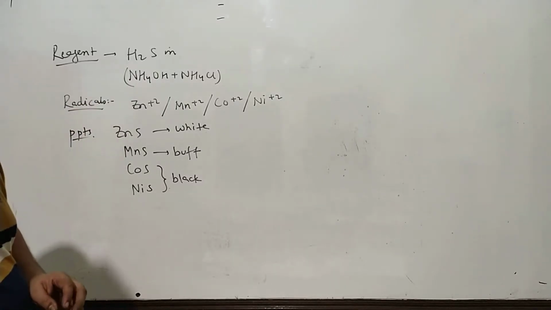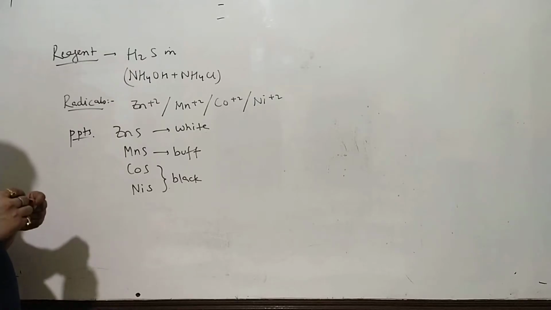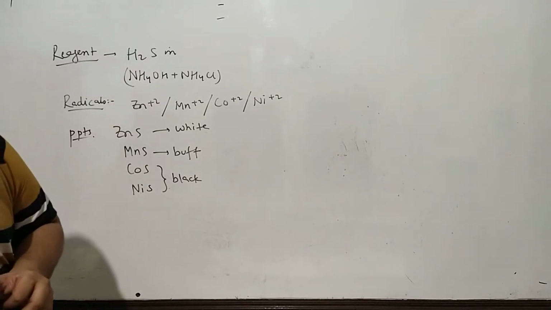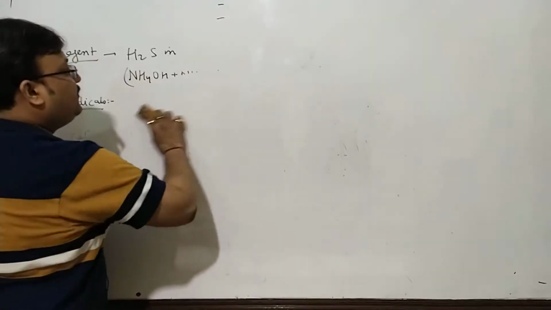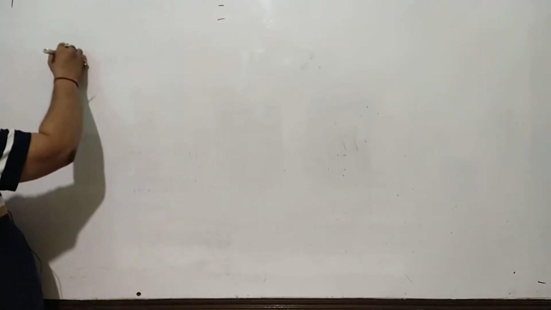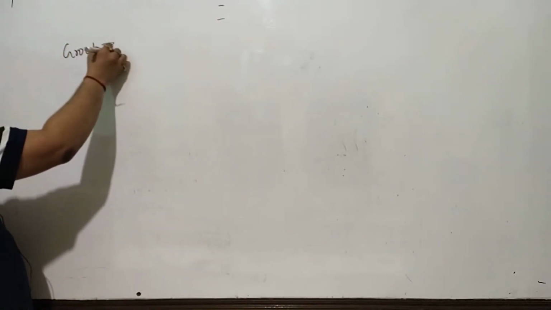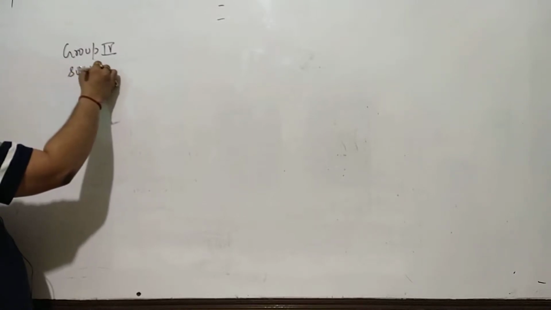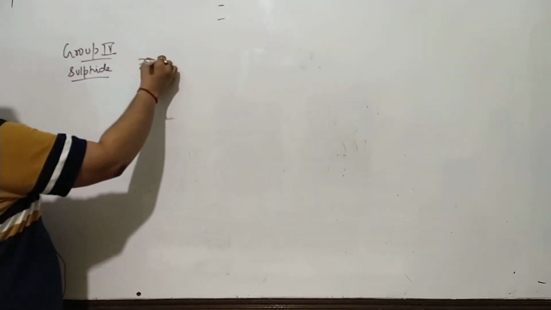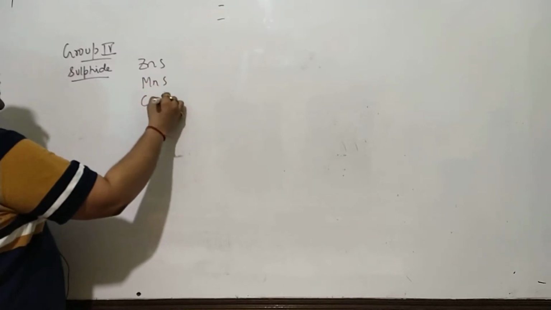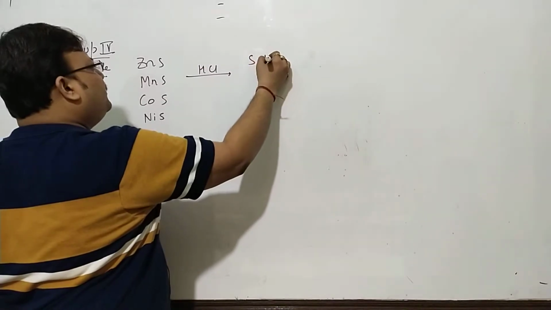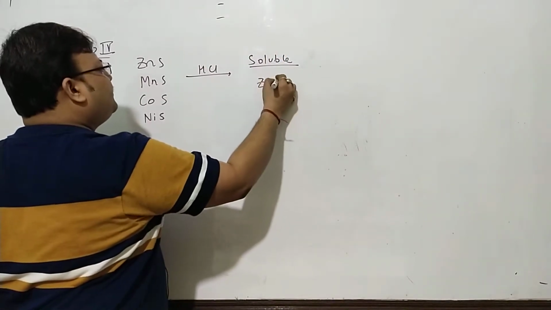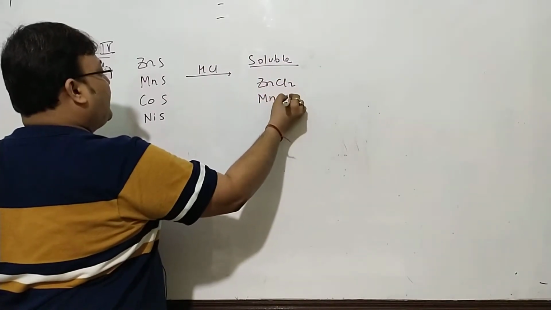Group 4 precipitates, zinc, manganese, cobalt or nickel. What do we add first? Group 4 sulfide, zinc, manganese, cobalt, nickel. What do we add first? First of all, we add HCl. Now, if it's soluble, it's either zinc or manganese.